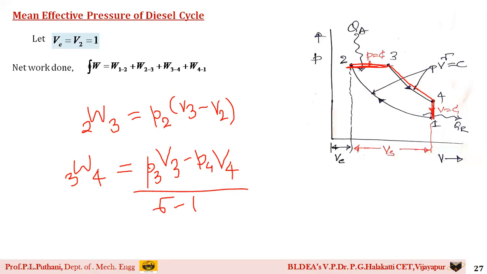And finally, process 4 to 1, the work transfer equation for the constant volume process. W4 to 1 has a value equal to 0.